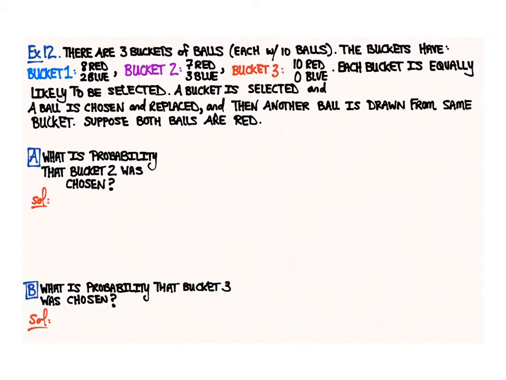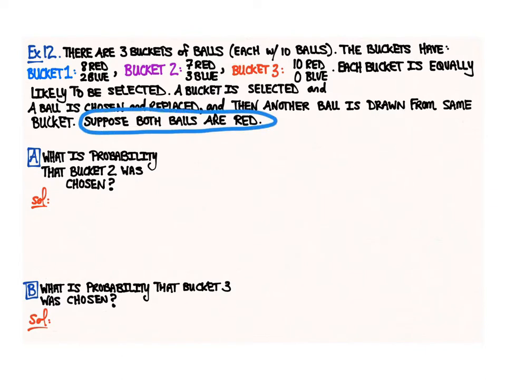Now the experiment involves selecting a bucket, and then from that bucket we choose a ball and observe the color. Once we observe the color, we replace it in the bucket and then draw another ball from the same bucket and observe the color of that ball. Each bucket is equally likely to be selected, and at the end of the experiment we are told that both balls that were observed are red. So we're kind of fast forwarding to the future.